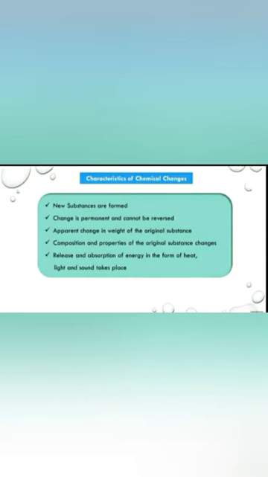Characteristics of chemical changes. First, new substances are formed. Second, the change is permanent and cannot be reversed. Third, apparent change in weight of the original substance. Fourth, composition and properties of the original substance change. And the last one is release and absorption of energy in the form of heat, light and sound takes place.